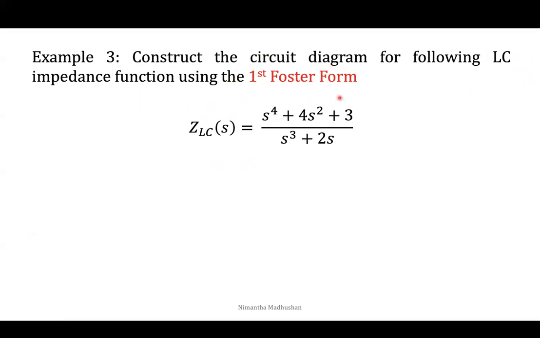For this one, I use the first Foster form and the second Foster form. In Foster form, we are using partial fraction expansion. For the first Foster form, we are using partial fraction expansion of the impedance function. And for the second Foster form, we are using partial fraction expansion for the admittance function. If the function is impedance, then we have to convert it to the admittance value.